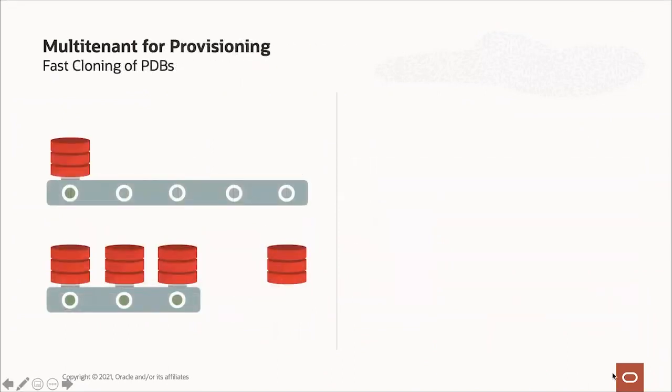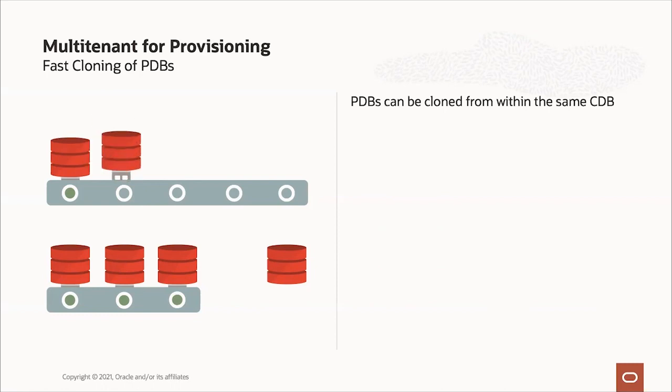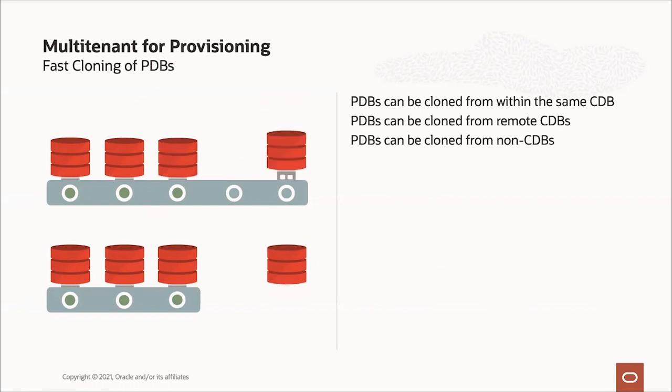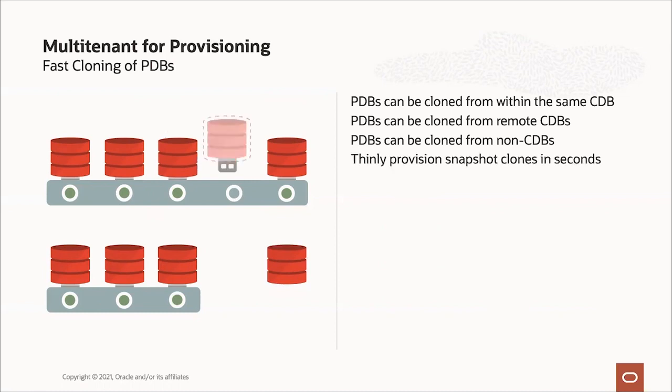In fact, this provisioning capability is so important, we work very hard on it. There are all sorts of cloning options. You can take a local clone, which is a clone of a PDB in the same CDB that you're in. You can take a remote clone, which is a clone of a PDB in a remote CDB. You can even clone a non-CDB. It's a good way of adopting a non-CDB as a PDB. And then we've got this snapshotting capability that I've just been describing.